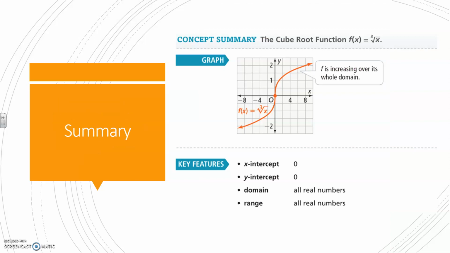And then to summarize, again, the cube root function, this is a summary of everything. It looks like the picture we show in the graph. That's the cube root of x. F is increasing over the whole domain, and then the key features, as we learned in the first lesson, are the x and y intercept are both 0, and the domain and range are always all real numbers. In interval notation, we write that as negative infinity to infinity.